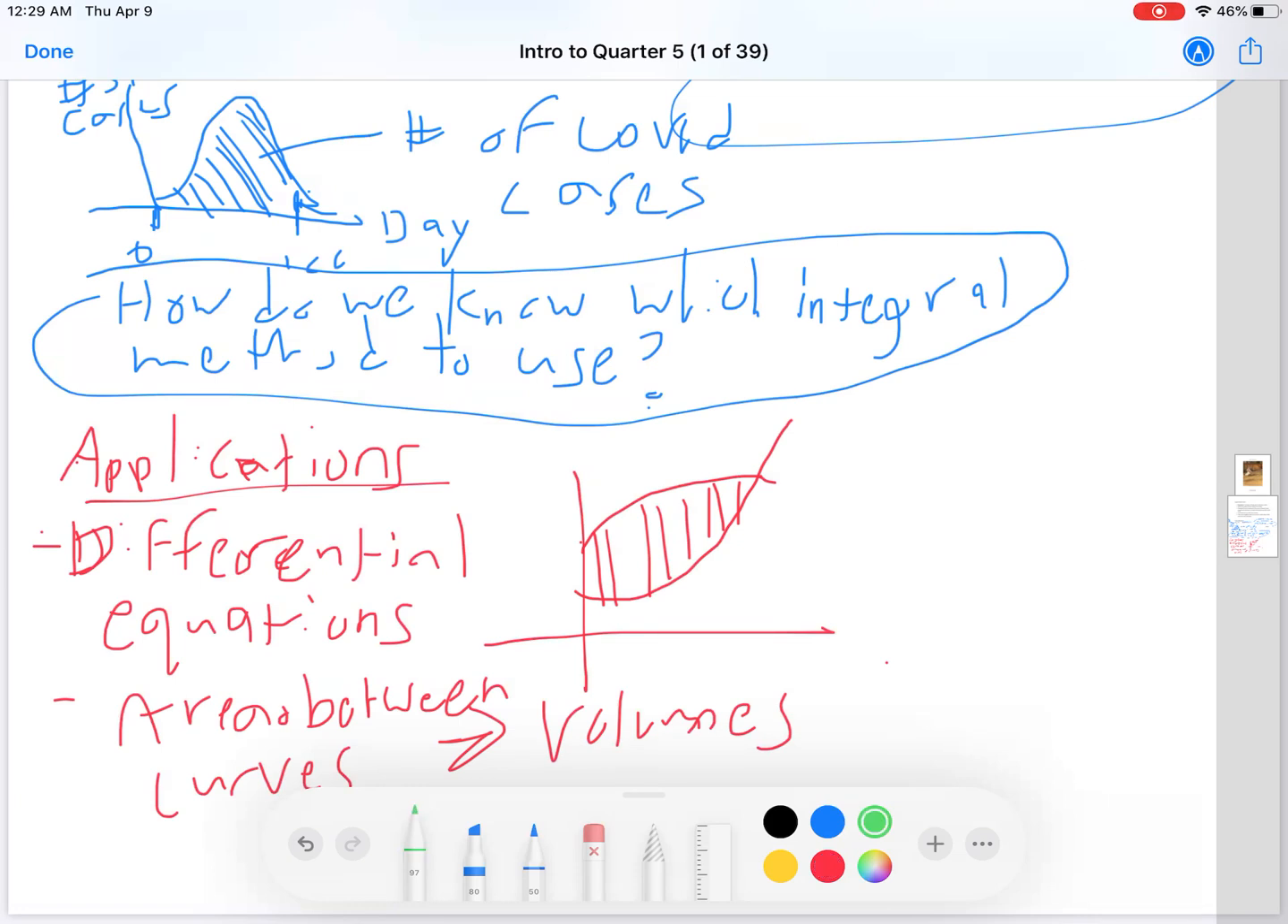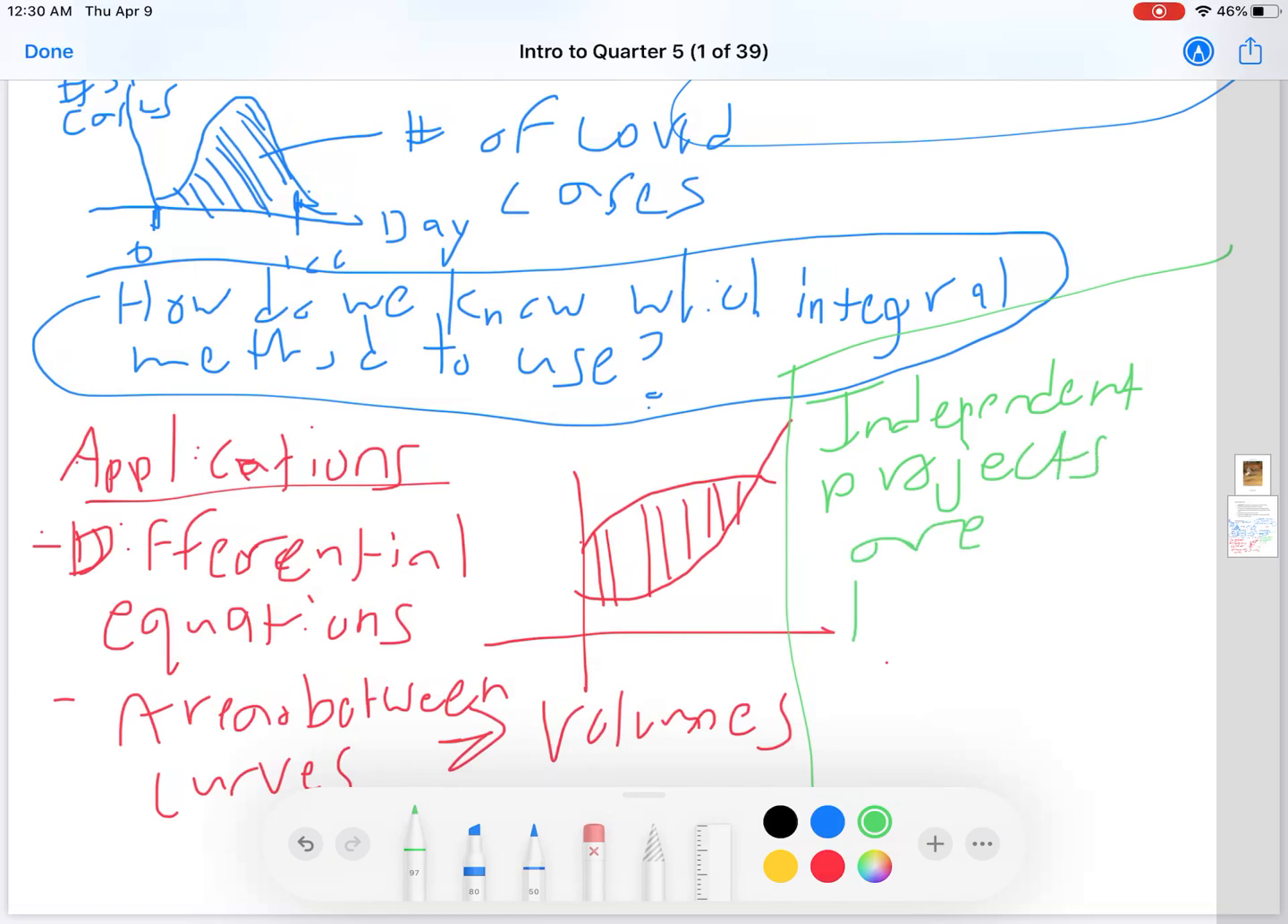Now, the last part is the independent project. So we will wrap up the independent project. I know that we were supposed to present. So your independent projects are due on the last e-learning day.